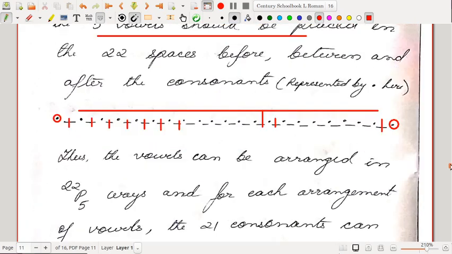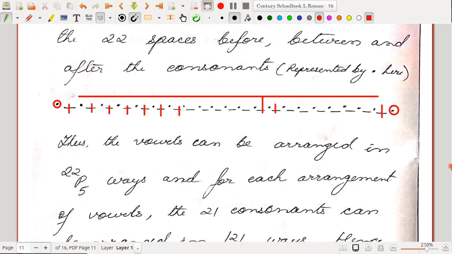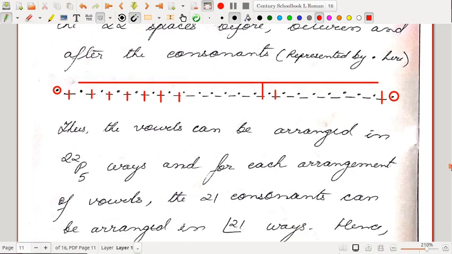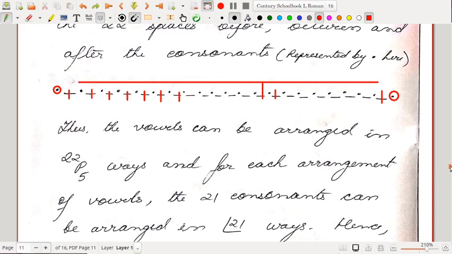So the vowels can be arranged in 22P5 ways, right? It's like 5 permutation of 22 objects, and these 22 places will act like 22 objects. So the problem is actually the number of 5-permutations of 22 objects. So it's 22P5 ways, and for each arrangement of vowels, the consonants can also be arranged in factorial 21 ways, right?